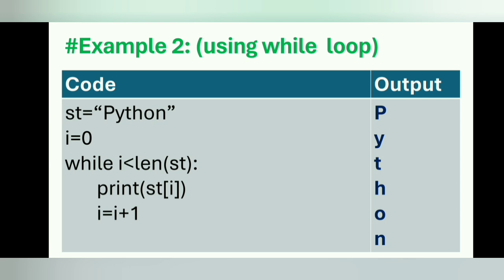This iteration process continues as long as the value of i is less than the length of the string. The last character accessed is the one with the i value of length minus 1, that is i equals 5, which is the last character in the string. When i is equal to the length of the string, the condition is false and the body of the loop is not executed.